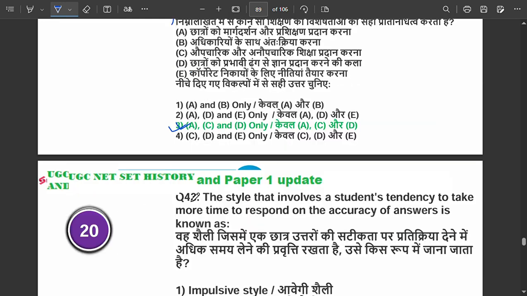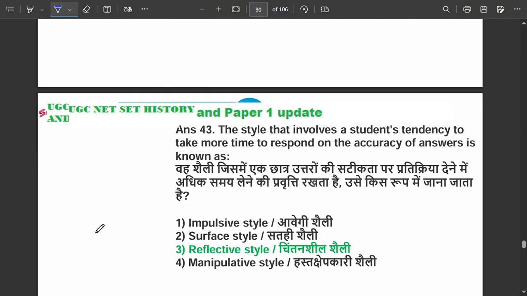Next, question number 43. The style that involves the student's tendency to take more time to respond on the accuracy of the answer is known as option number 3, reflective style was the correct answer. A style that involves the student's tendency to take more time to respond on the accuracy of the answer is known as reflective style.